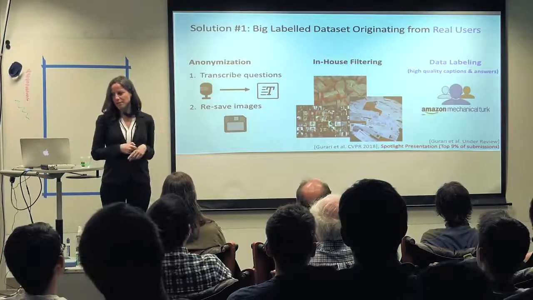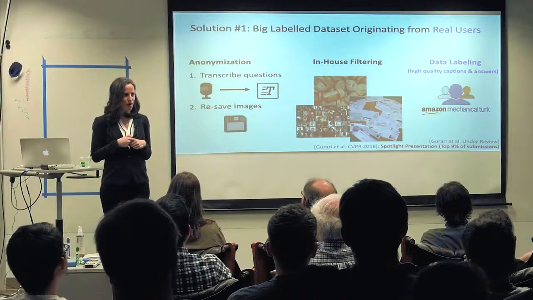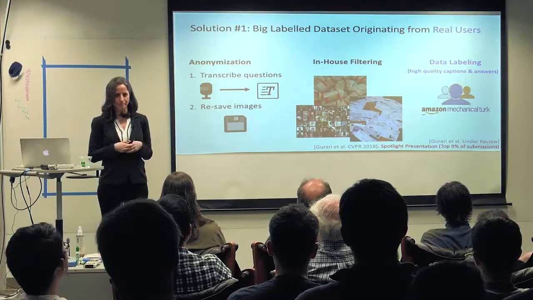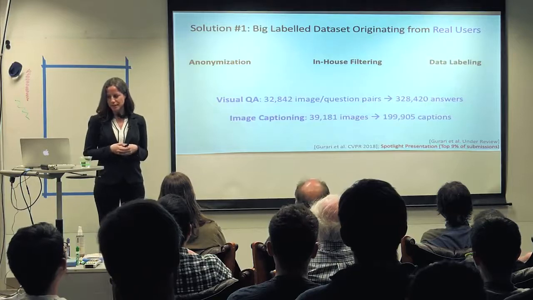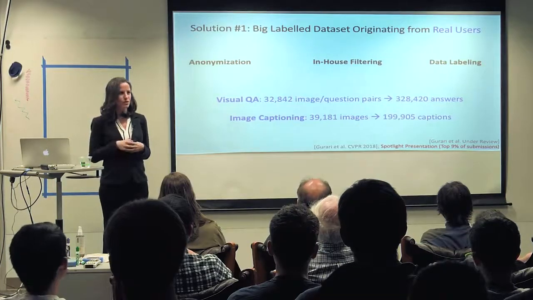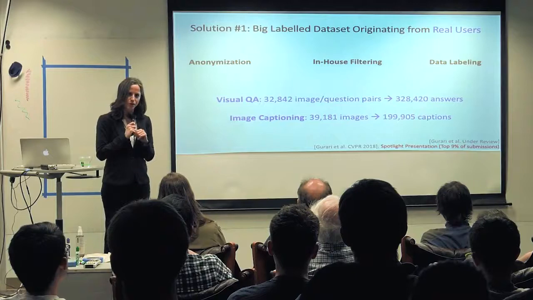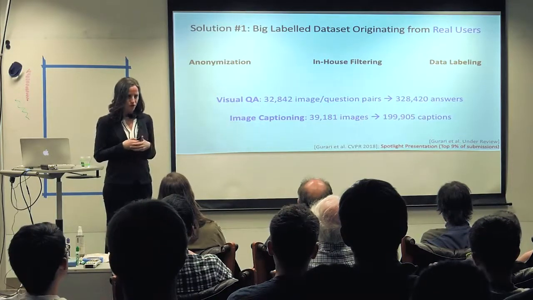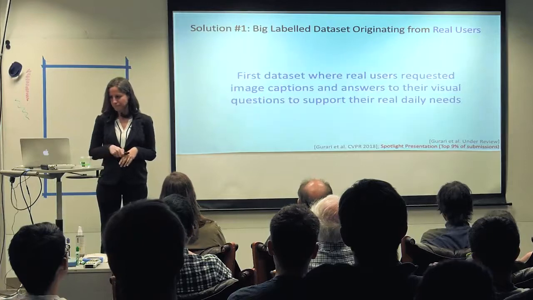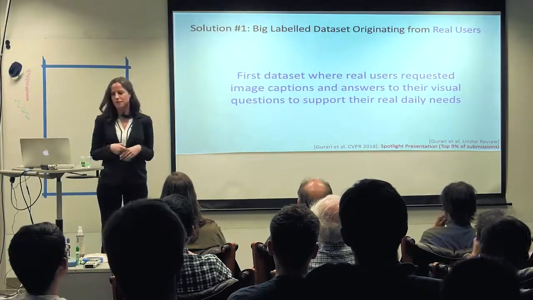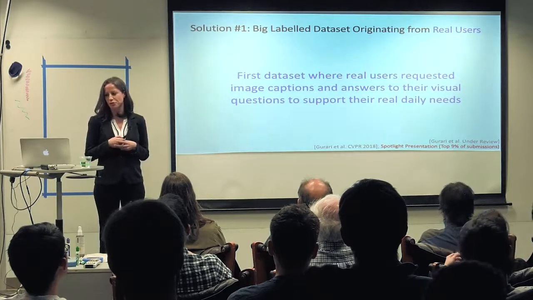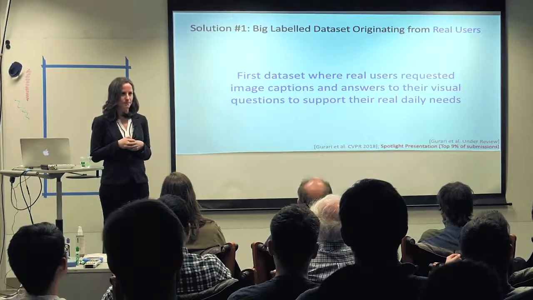Finally, we took the remaining data and had that sent off to the crowd to label it with high-quality captions, as well as answers. The result is 2 data sets. For visual question answering, we have 10 answers for every visual question. For image captioning, we have 5 captions for every image. For the community, this is the first data set where real users requested image captions and answers to their visual questions to support their real daily needs.